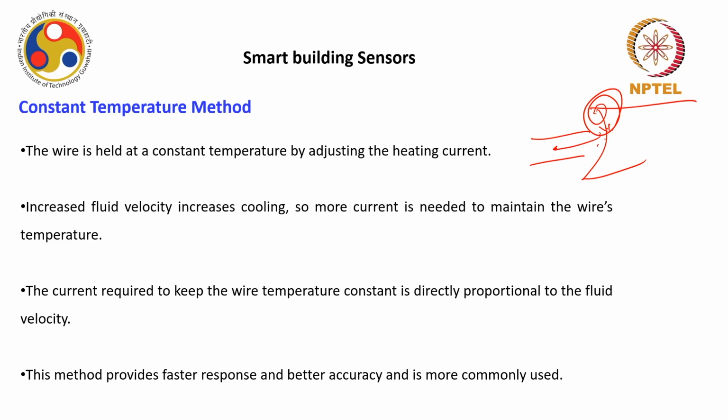The current required to keep the wire temperature constant is directly proportional to the air velocity. This method provides a faster response and better accuracy, and it is more commonly used. So you will see that most of the devices utilize this constant temperature mode.